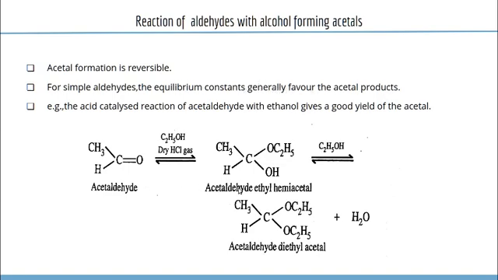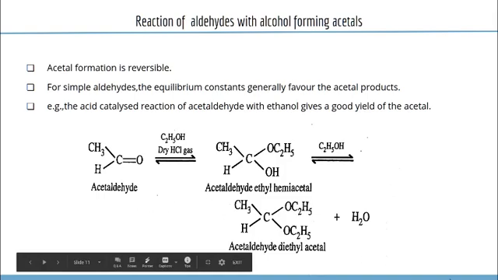So first we will get an acetaldehyde ethyl hemiacetal. We know that hemiacetal is less stable compared to acetaldehyde. Then it will further add one molecule of alcohol and we will get acetaldehyde diethyl acetal. This is more stable compared to hemiacetal. So this equilibrium favors the acetal product. Acid catalyzed reaction of acetaldehyde with ethanol gives a good yield of acetal. So this is the final product that is more stable compared to the starting material.